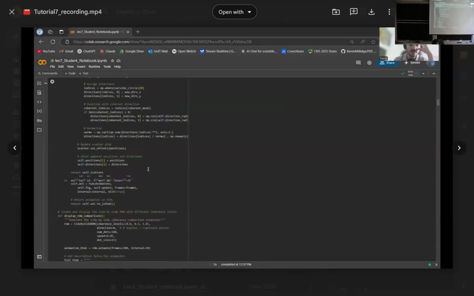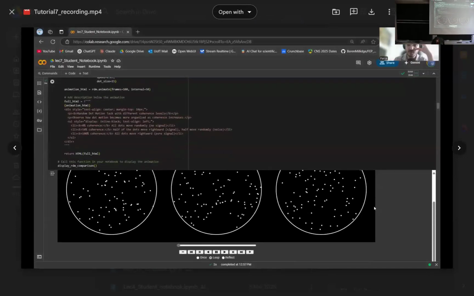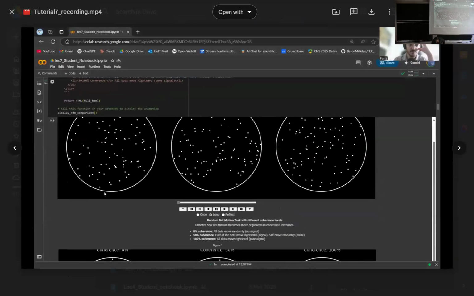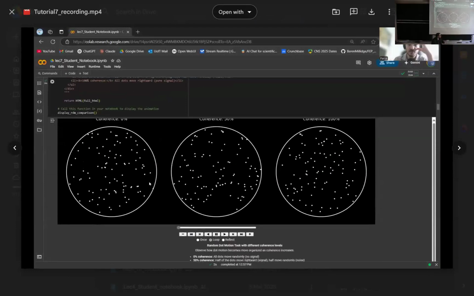So this is the random dot movement experiment, and essentially what you're seeing here is a circle, and within it there are moving dots. Participants are presented with a set of moving dots, and they have to estimate what is the general flow of the dots. So let me just show you three different examples with varying degrees of coherence.